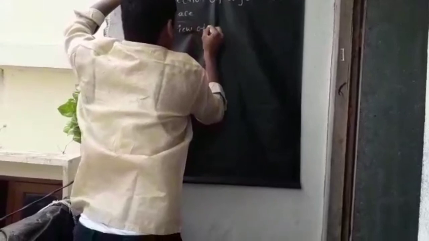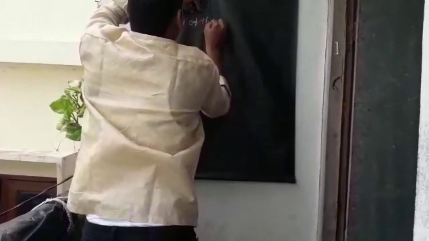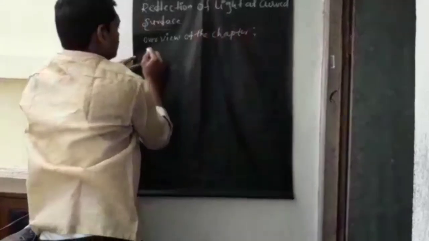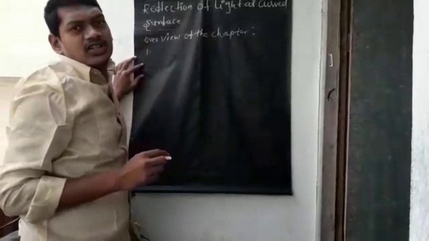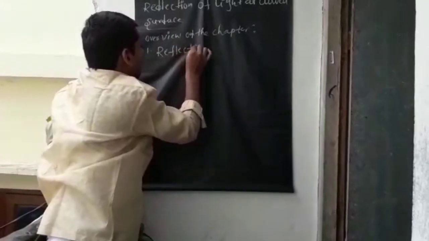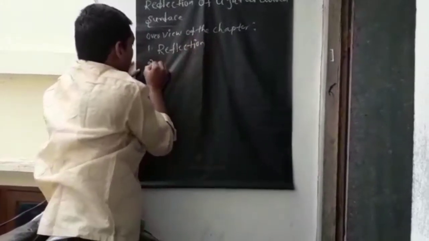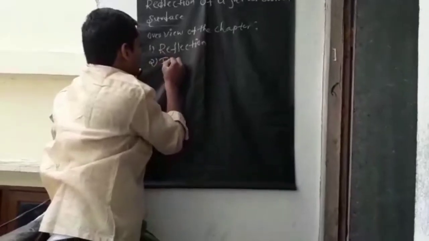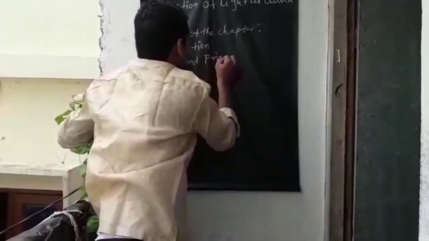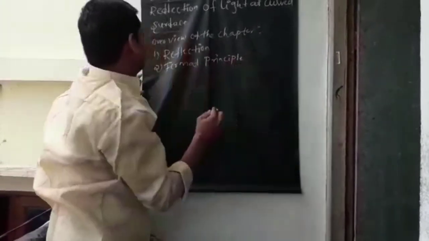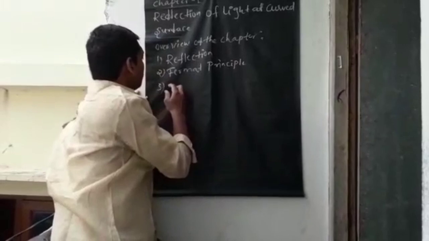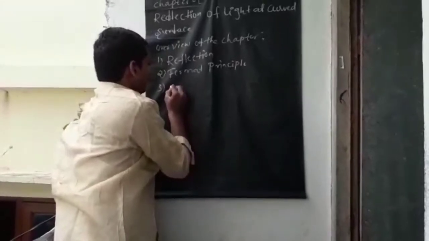Overview of the chapter. So first in this chapter we discuss the first concept, what is reflection. Second one, Fermat principle. And third one, mirrors.